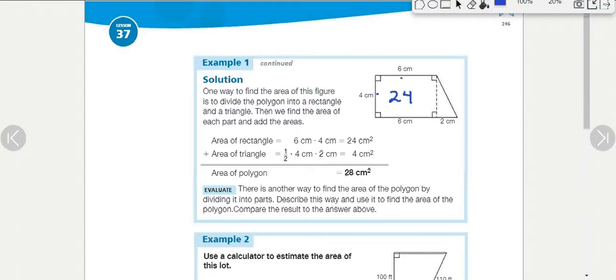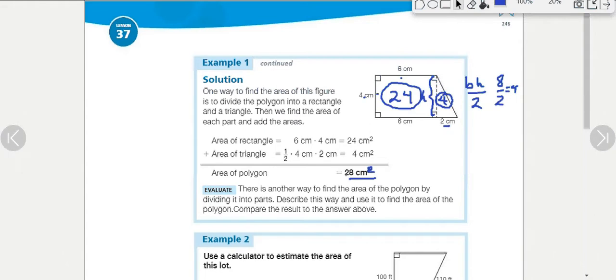And then what's the area of a triangle? Base times the height, and divide that all by 2. Don't forget that part. So 2 times 4 is 8. Divided by 2 is 4. Right? 8 divided by 2 is 4. And then you just add the two areas together to get 28 square centimeters because it's area.